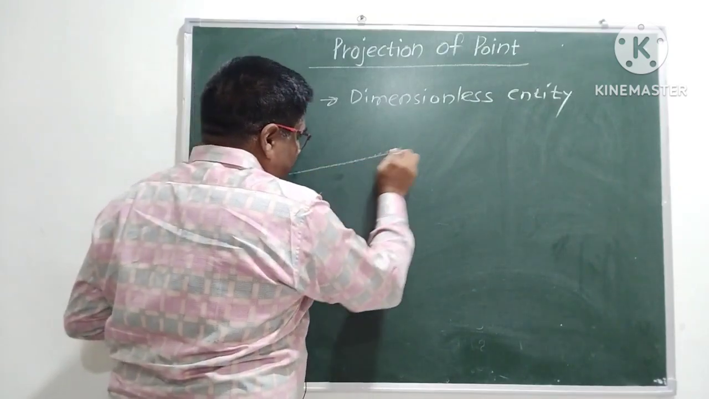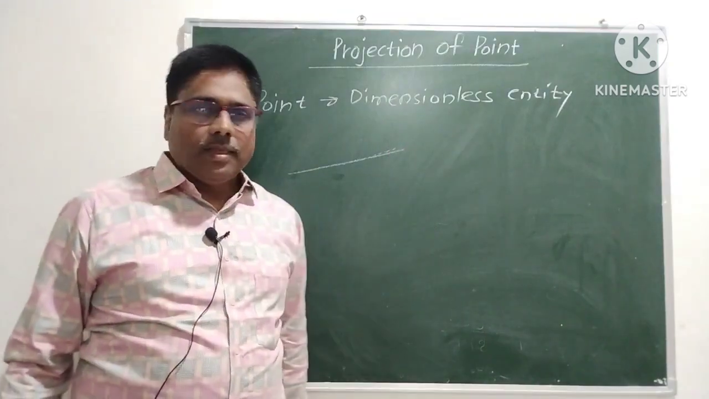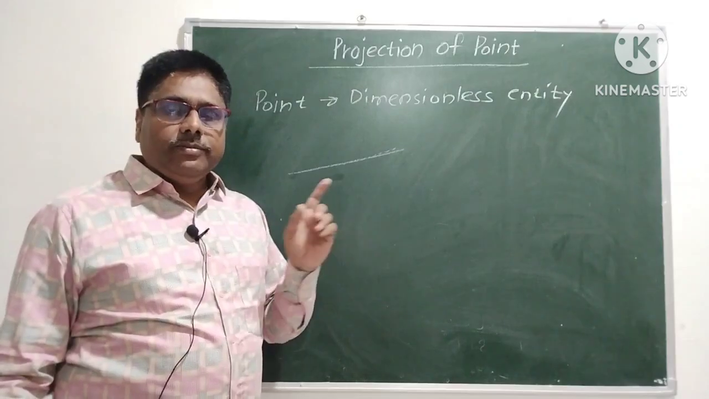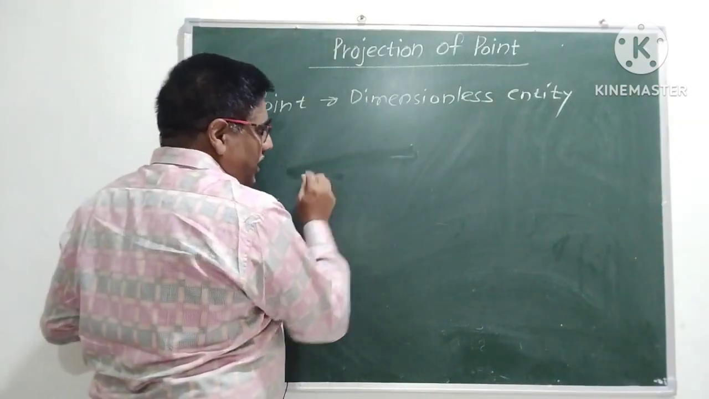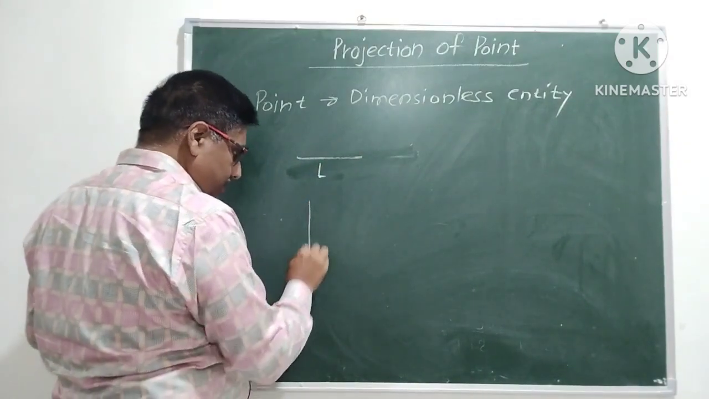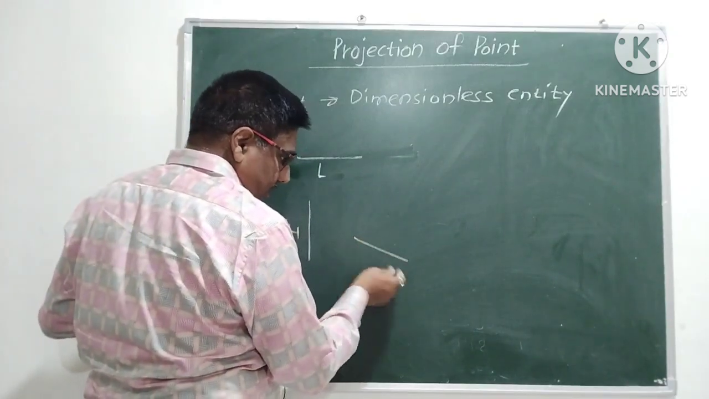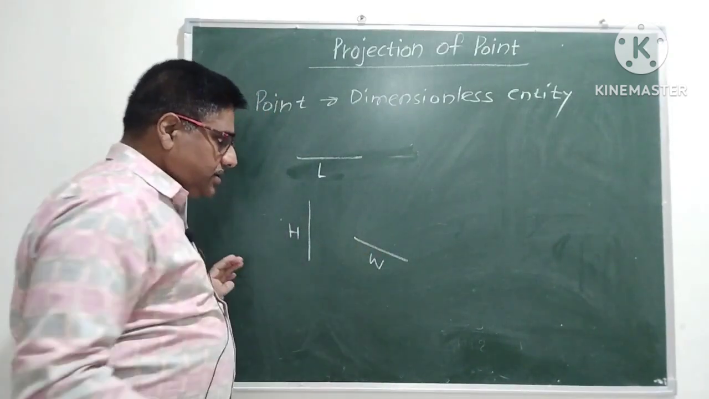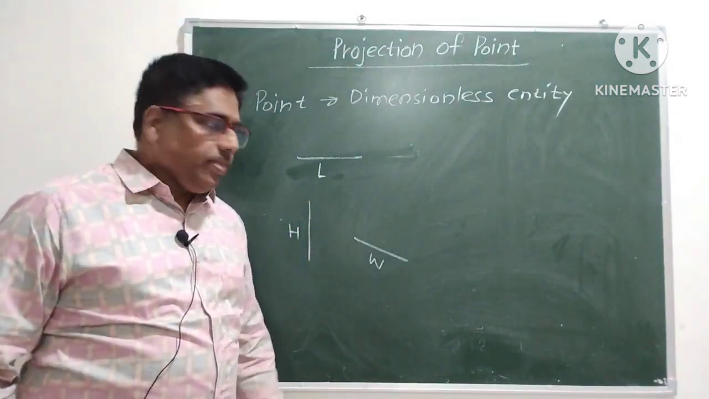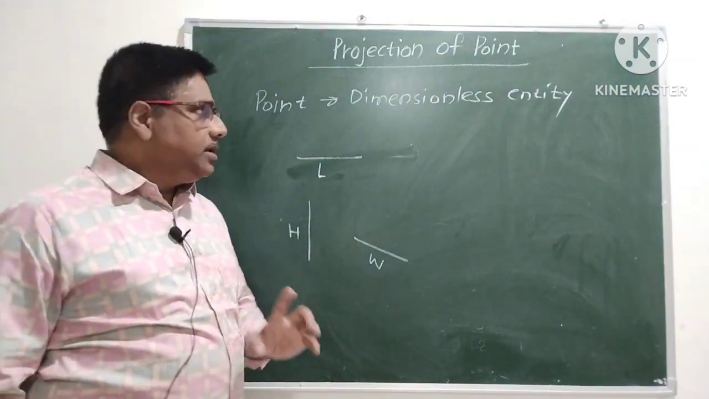We get a line. Then what is a line? It is the collection of infinite points, and irrespective of its position, a line has only one dimension. It may have length if it is horizontal, it may have height if it is vertical, and it may have width. This is also horizontal, but it has a different orientation, perpendicular to the board. Out of these three dimensions, it will have only one dimension at a time.